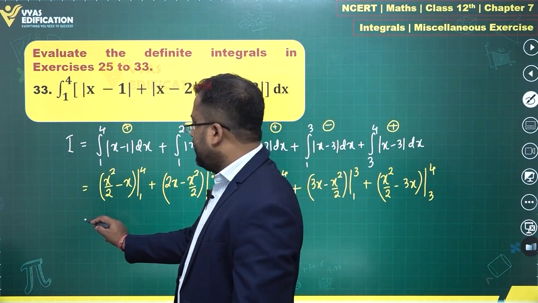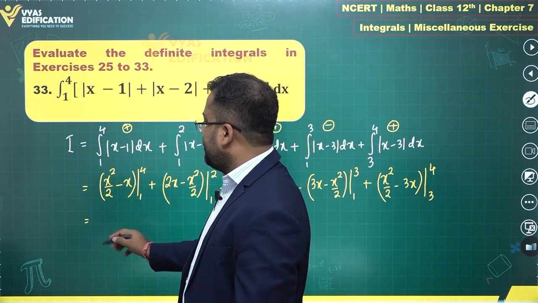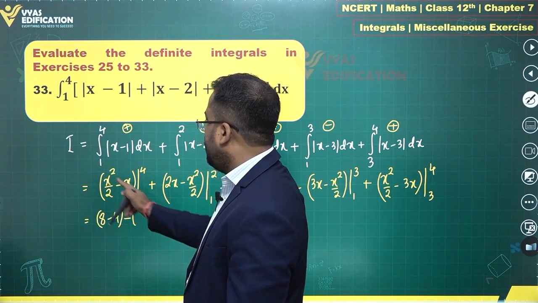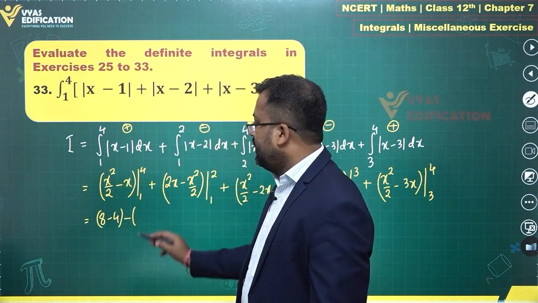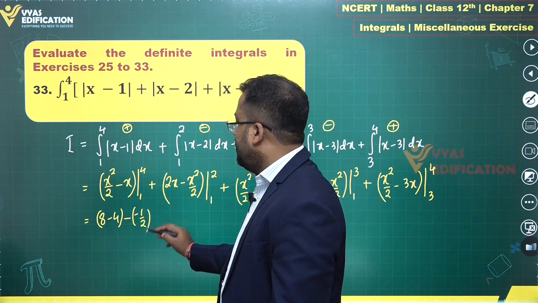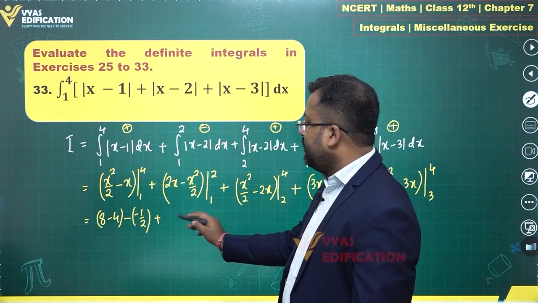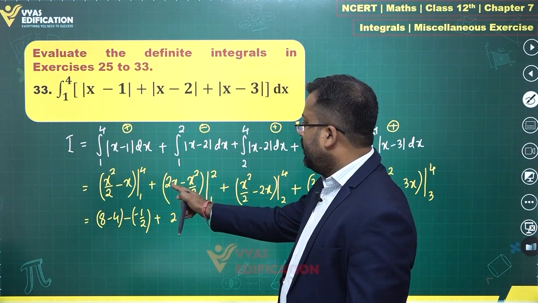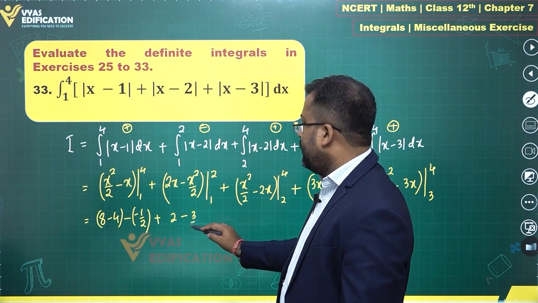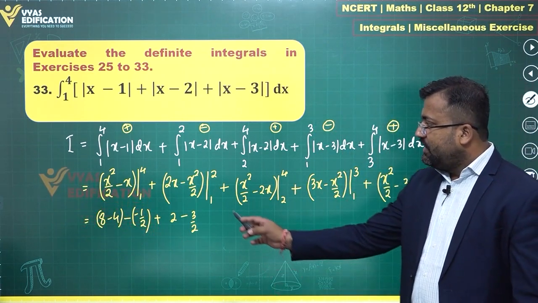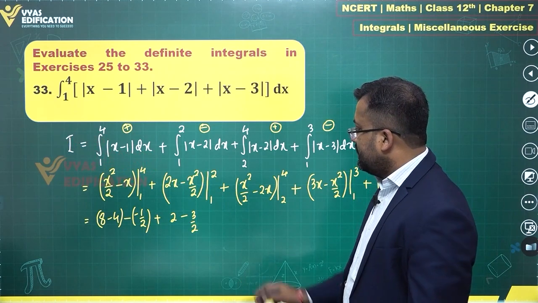What does this simplify into now? This is 4 square, 16 by 2, 8, minus 4, minus of 1 by 2 minus 1, which is minus 1 by 2, plus. What does this simplify into? 2 into 2 is 4, minus 4 by 2, which is 2, minus 2, minus 1 by 2, which is 3 by 2. This is what you get. Is that okay? Yes, please observe. 2 minus 1 by 2, we have substituted this, plus.